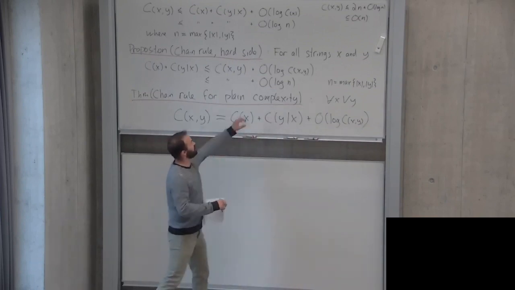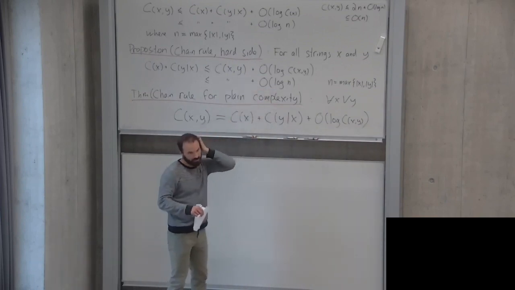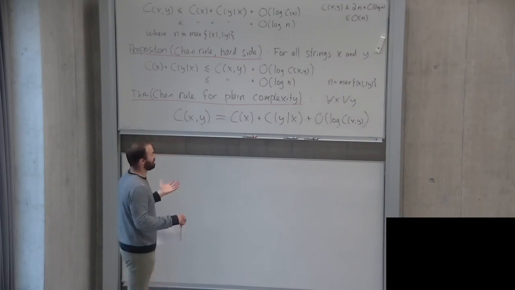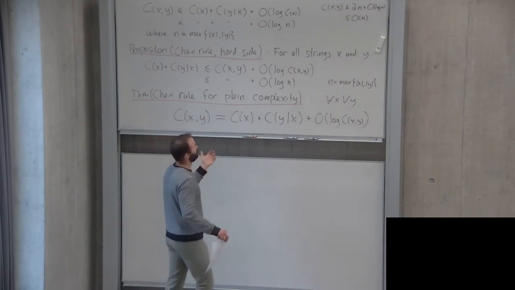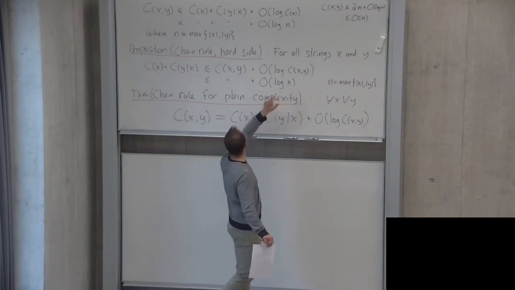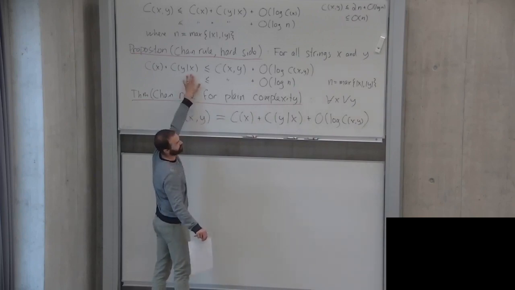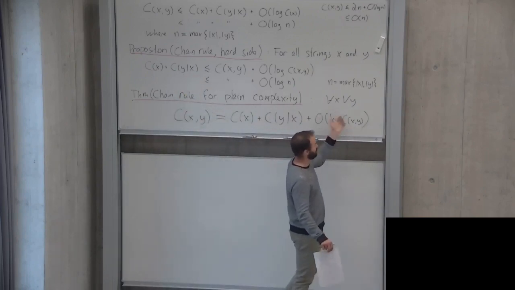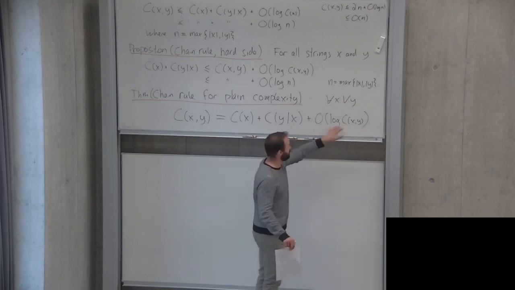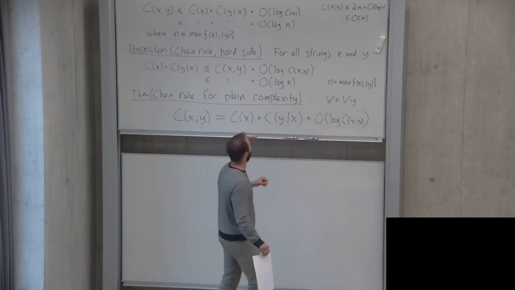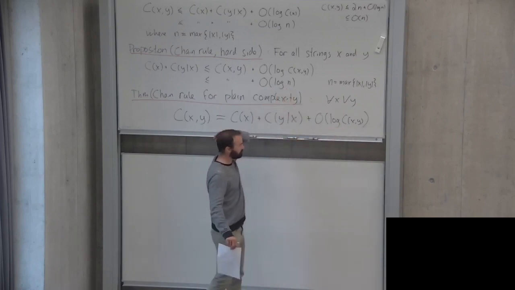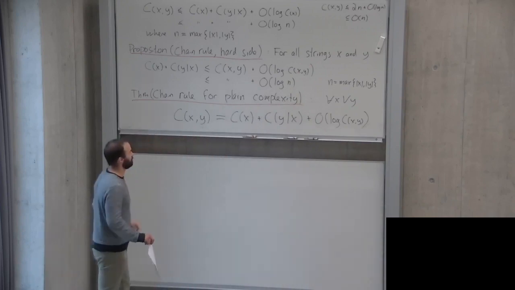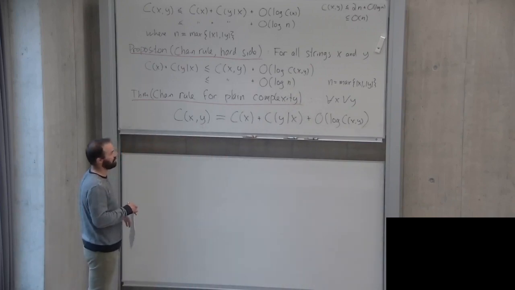Right, and I could have chosen also this one, order of log n. Sometimes it's just more practical to have some parameter which just depends on the length of the strings x and y. Now here, the error term depends on the complexity of x and y, but technically, this is a tighter bound than the log n. So I'll just write this one for the plain complexity.